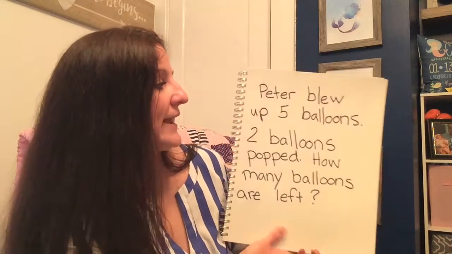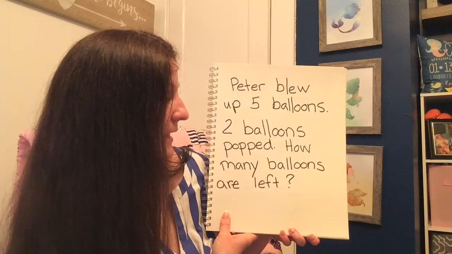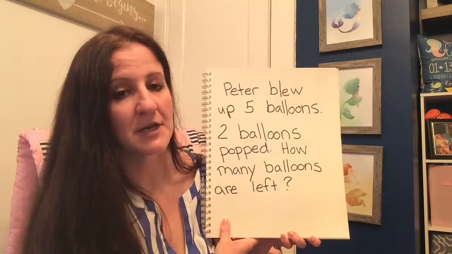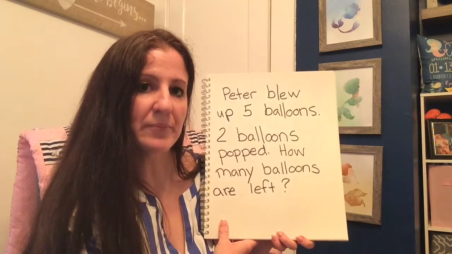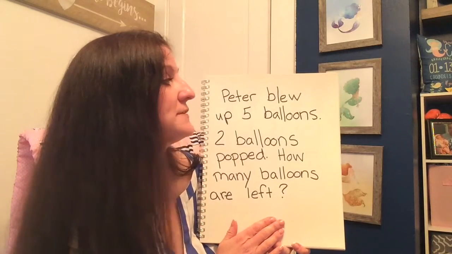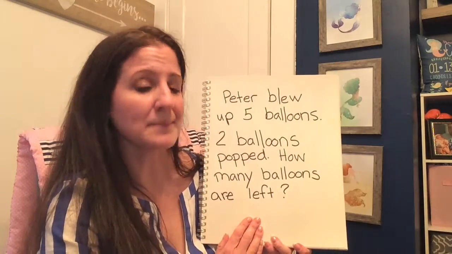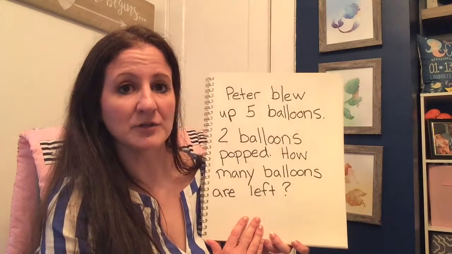Now I'm going to show you another strategy and another way that you're going to see subtraction this week in one of your sessions. So here's another story problem. It says Peter blew up 5 balloons. 2 balloons popped. How many balloons are left? So again, I'm going to ask myself, what is this story problem about? Well, I know the story problem is about balloons, and I know that there's a boy Peter who blew up 5 of them, and sadly 2 of them popped. So now I need to figure out how many are left.